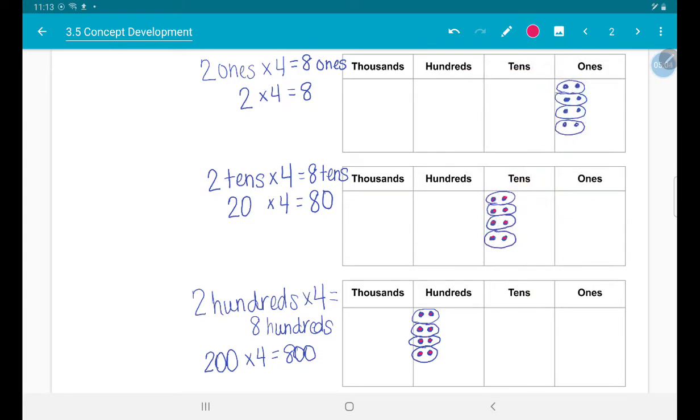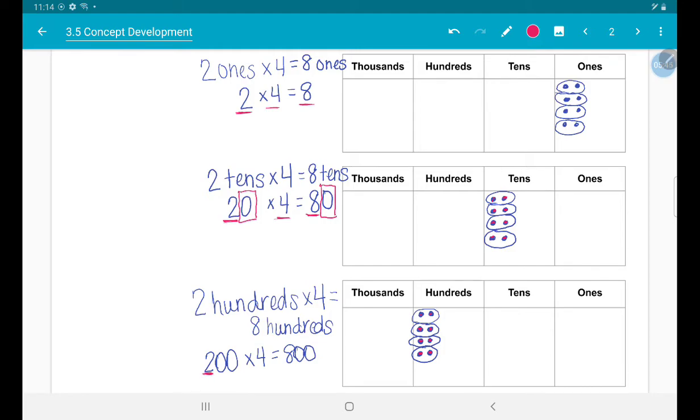So let's take a look at this. This is what we've been working on actually all year. We just haven't broken it down this way. In the first problem, we did 2 times 4 equals 8. In the second problem, we did 2 times 4 equals 8, except our 2 was in the tens place value. We had 1 0 to make it in the tens place value. So our product is going to have 1 0 at the end of it to make it in the tens place value also.